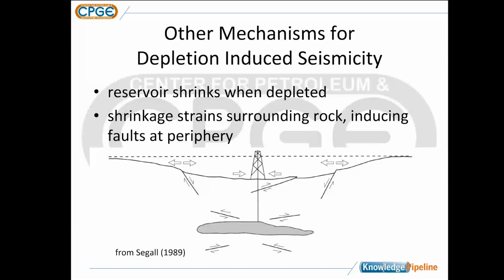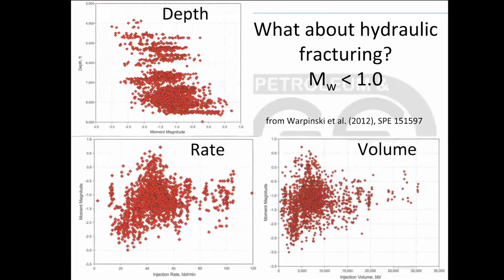What about hydraulic fracturing? Cliff mentioned that hydraulic fracturing is unlikely to cause big felt earthquakes. What does the data look like? This is data from a paper by Warpinski, where they looked at the microseismic imaging of thousands of frac jobs. The upper left diagram, which is magnitude versus depth, is a little bit hard to see here, but you can see the maximum size earthquake is about a magnitude of 1/2. Most of the earthquakes, these little red dots, caused down to a depth of 9,000 feet are magnitude -1 on average.